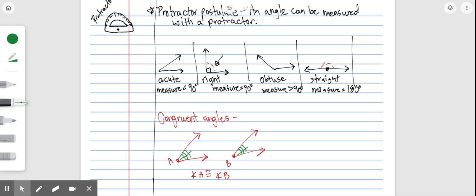Okay, and then a last reminder, if they're marked as congruent, then their angles are equal. So if A is 38 degrees, then that means B is also 38 degrees. Okay, that's how you know that they're congruent. All right, I'm going to start a new page.